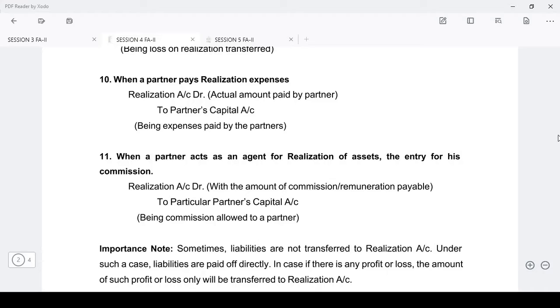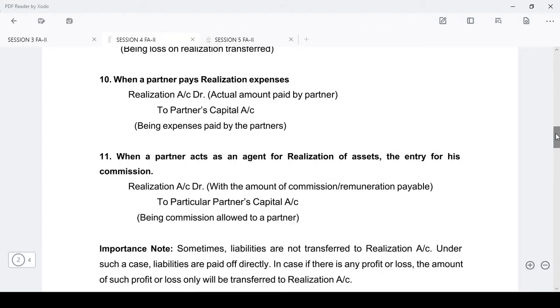The next one is when a partner acts as an agent for realization of assets, the entry for his commission is realization account debited to that particular partner's capital account. The person who is acting as an agent for realization of assets, his account needs to be credited by debiting the realization account.